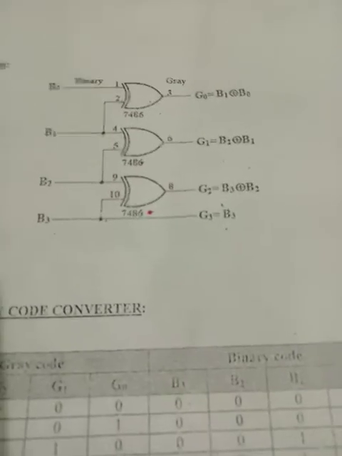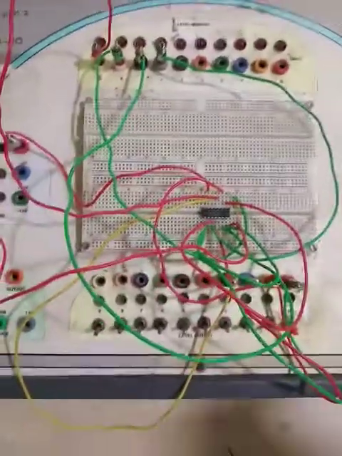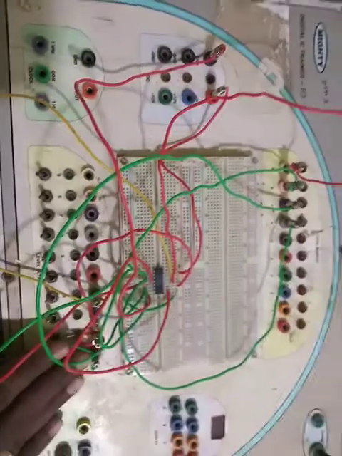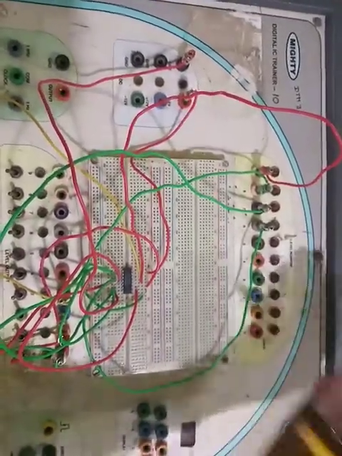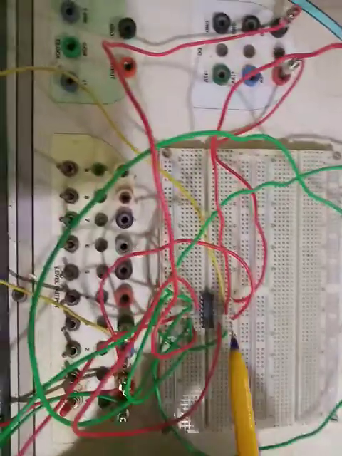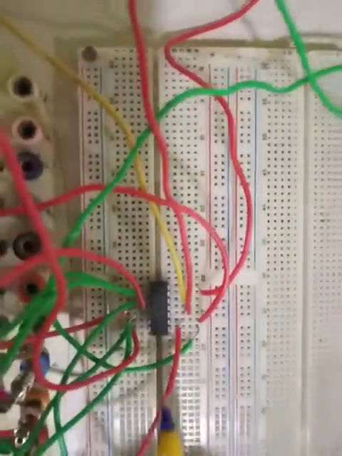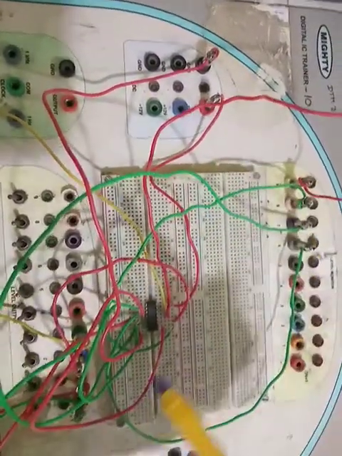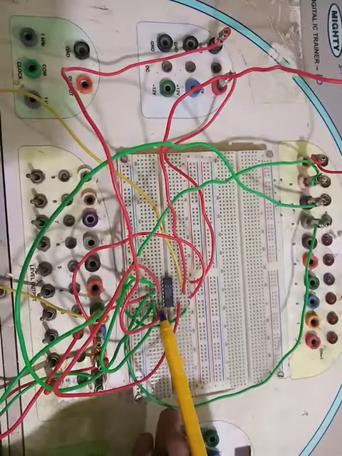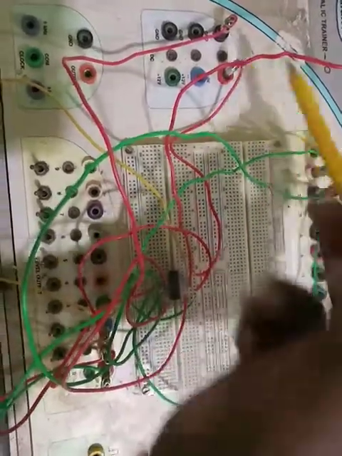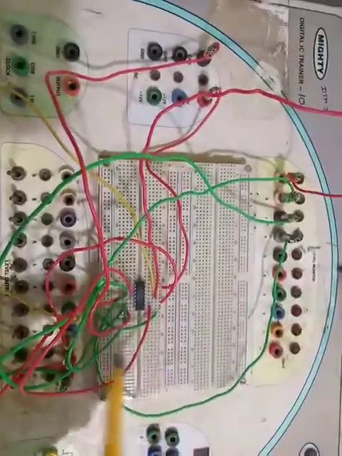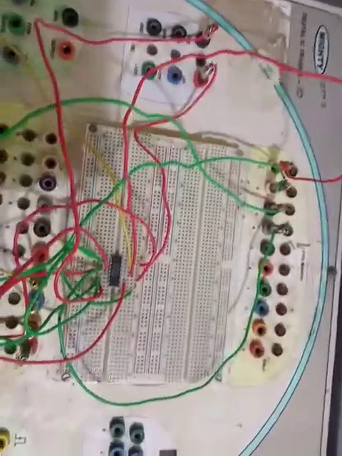As per this connection, I have given the circuit connections. These are all input sections, and these are all output sections. Here I connected only one IC, the 7486 IC. This is the power supply section: I gave ground to pin number 7 and plus 5 volts to pin number 14. As per the diagram I gave, now we are going to verify the truth table.